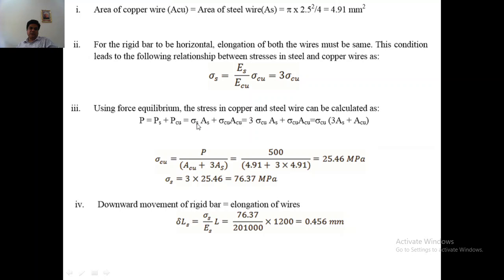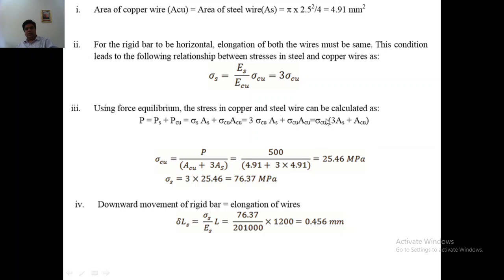When you write the loads in terms of stresses for both the steel and copper, we get this equation. Here we have P is equal to sigma s A s plus sigma Cu A Cu, and since we know the relationship between sigma s and sigma Cu, substitute that and we will get P is equal to sigma copper times (3 A s plus A Cu), where Cu is copper. So here P is expressed in terms of stress in copper.